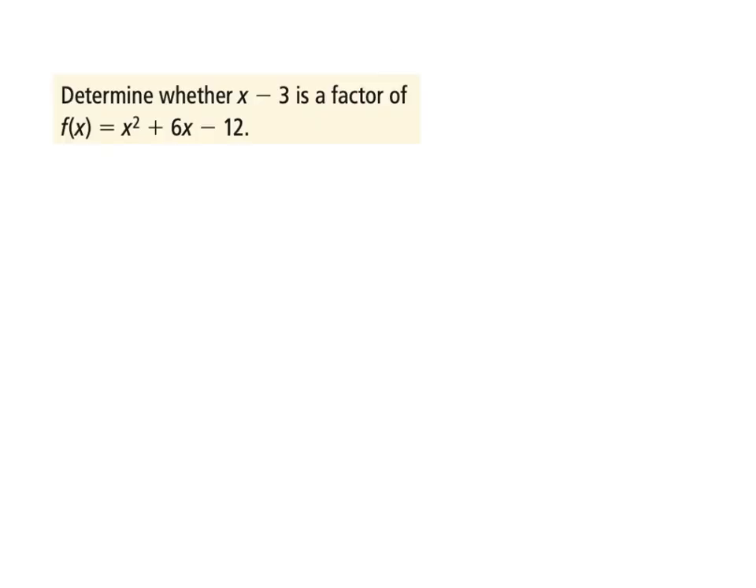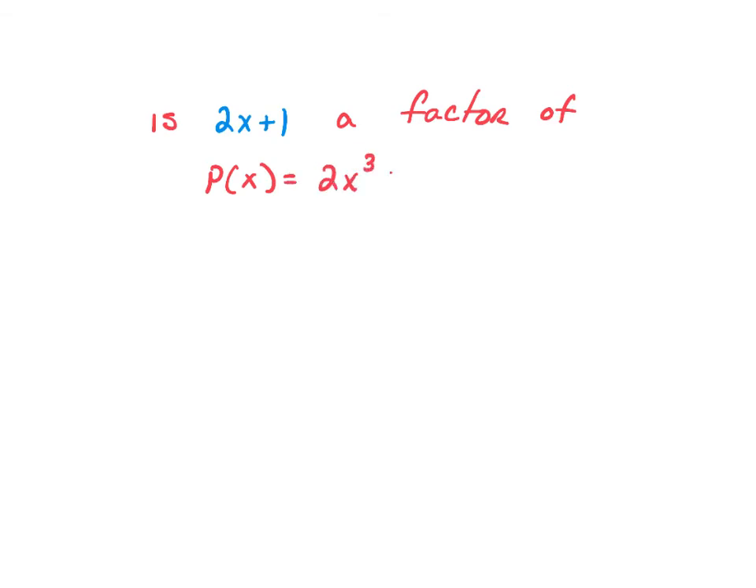Now there is one weird problem. It's not that, so I will write it down here for you. It looks like this: is 2x plus 1 a factor of p of x? I use p for polynomial. You'll see them use f lots of times because f stands for function. These are all functions. They would all pass a vertical line test.